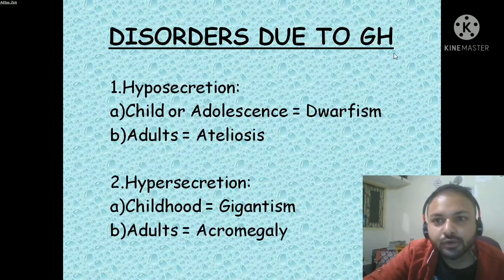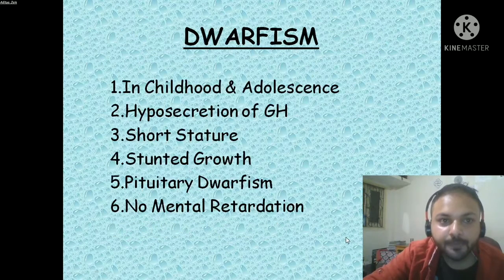Now disorders due to GH. There are 4 disorders due to growth hormone. First is due to hyposecretion. Due to hyposecretion, in child it is dwarfism, in adults it is ateliosis. And due to hypersecretion, in childhood it is gigantism, and in adults it is acromegaly. Now we will discuss these diseases in detail.